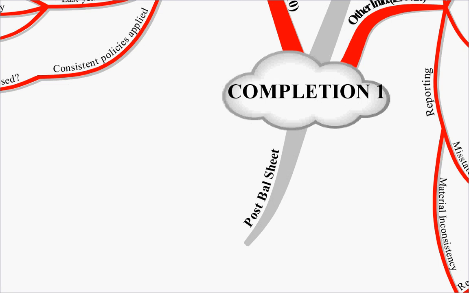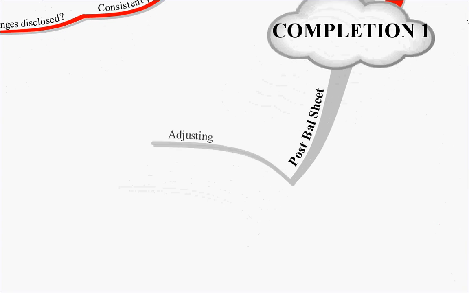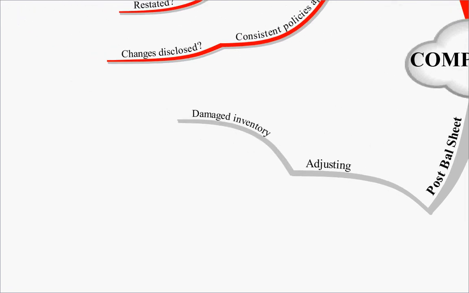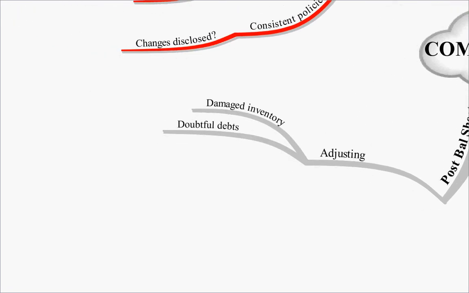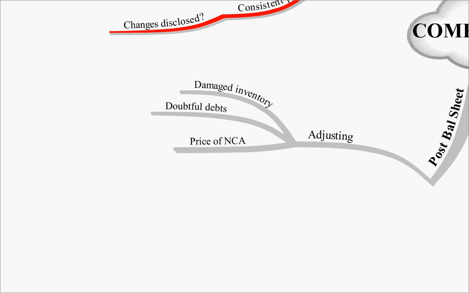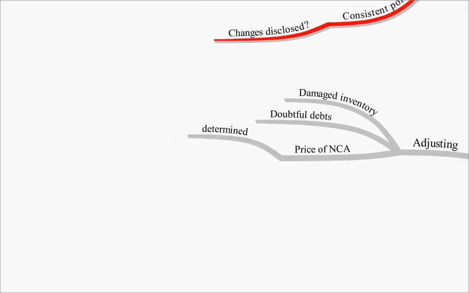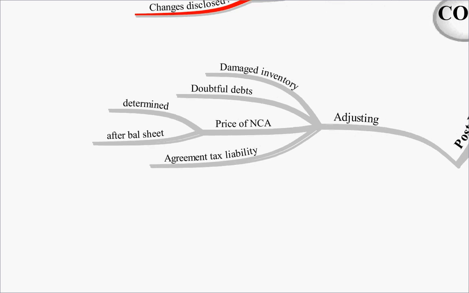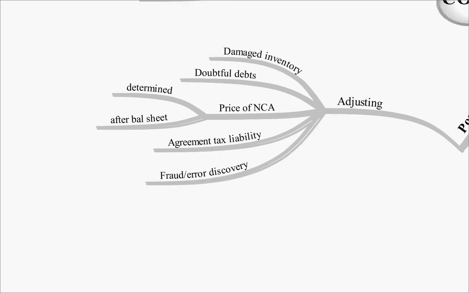On then to post-balance sheet events, and this is under ISA 560. So ISA 560 says that we should be looking for adjusting and non-adjusting events. An adjusting event, first of all. Examples of an adjusting event will be damage to inventory, doubtful debts after the year end, the price of a non-current asset that's determined after the year end, an agreement of a tax liability after the year end, or a discovery of fraud and error, all of these things will be adjusting events.